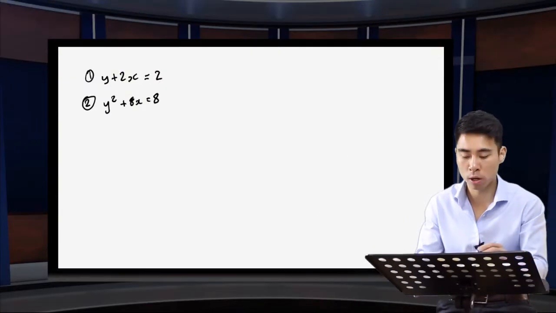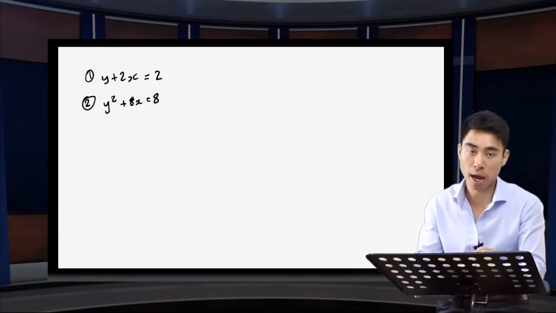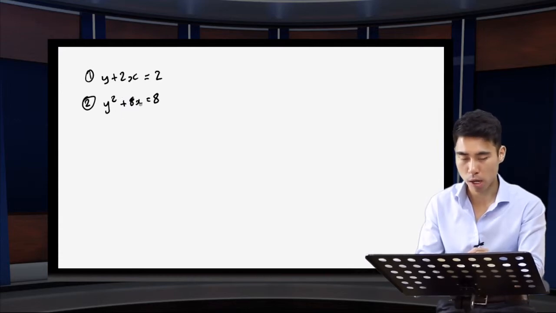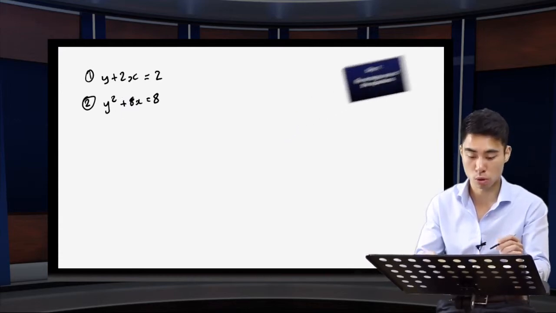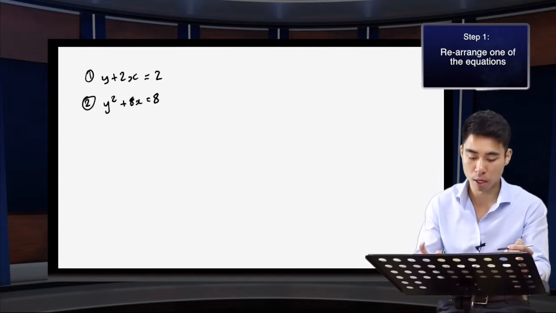Example number 1. So if you take a look here, equation number 1 is clearly my linear equation. Equation number 2 is clearly my quadratic equation because it has that squared power there. Obviously the equation with squared powers in that is going to be your quadratic equation. I think generally speaking it's going to be easier to rearrange the linear equation.